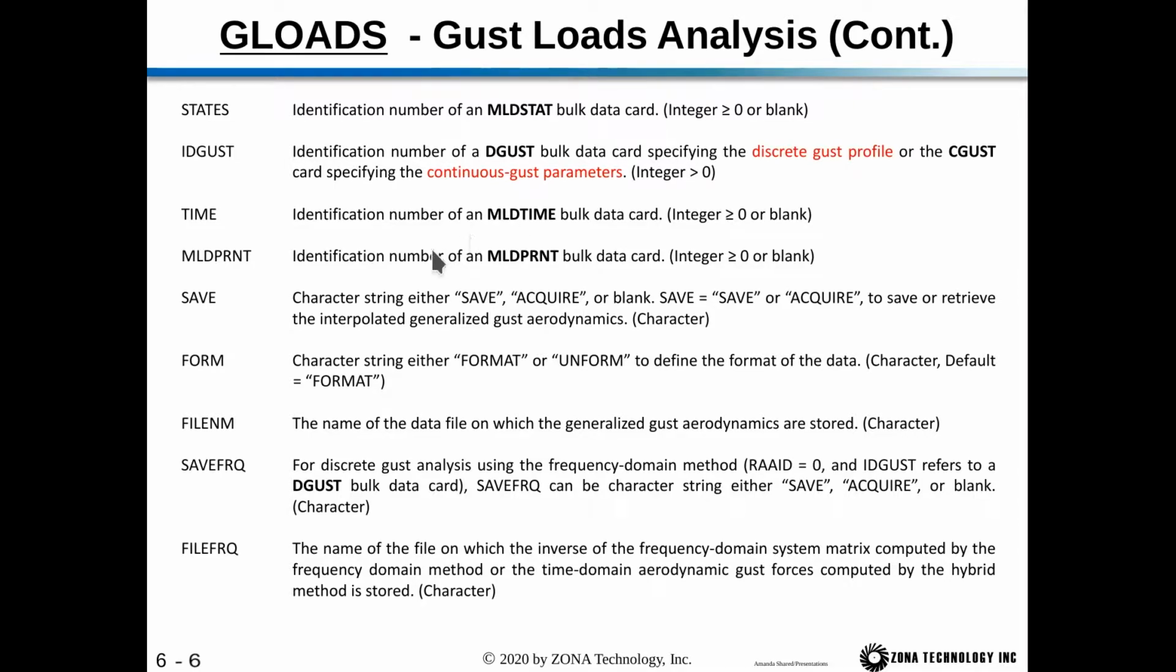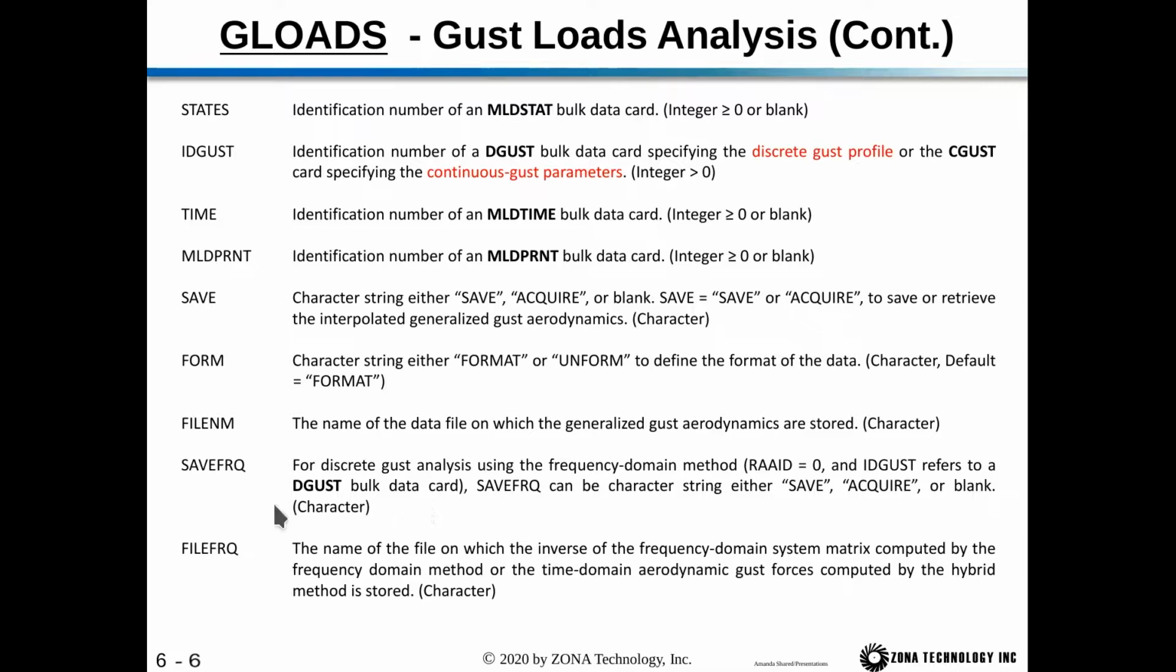And then in the next fields, you can save and acquire some of the gust aerodynamics. So the first save field can be save or acquire to save or retrieve the interpolated generalized gust aerodynamics. And then we have a form field to specify the format of that saved data. It can be either format or unform for either ASCII or binary file. And then file name is the name of the data file.